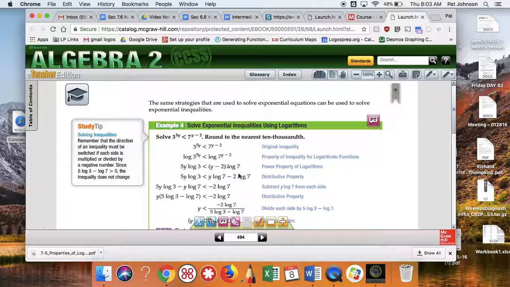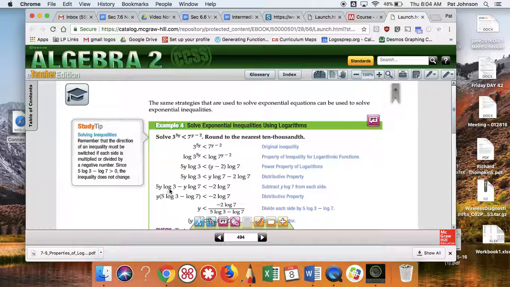Now remember, this is log of 7. It's factor times factor. I have a binomial, so we're going to distribute. It doesn't matter if it's on the right side or the left side. It still means multiplication. You still must distribute. So we distribute here on the right side, and then we move the y terms all to one side.